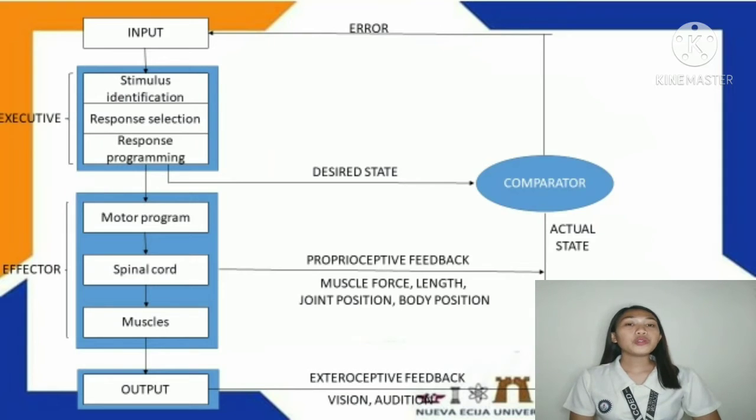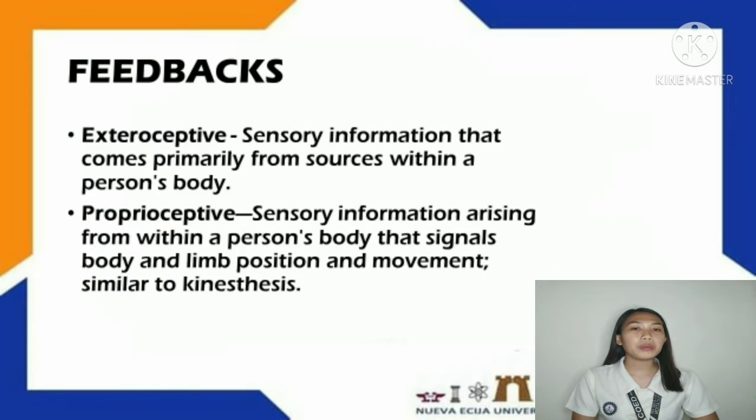So, in closed-loop control system, we use exteroceptive feedback and proprioceptive feedback. Now, exteroceptive feedback is sensory information that comes primarily from sources outside a person's body. Ngayon, yung exteroceptive feedback is the information from the environment and sensed by the receptor for vision. For example, yung driver, ang ginagamit niya is yung kanyang visual or vision to see the position of the car on the road.